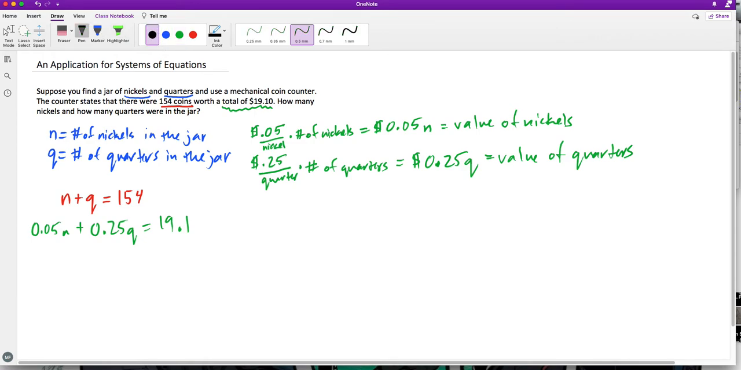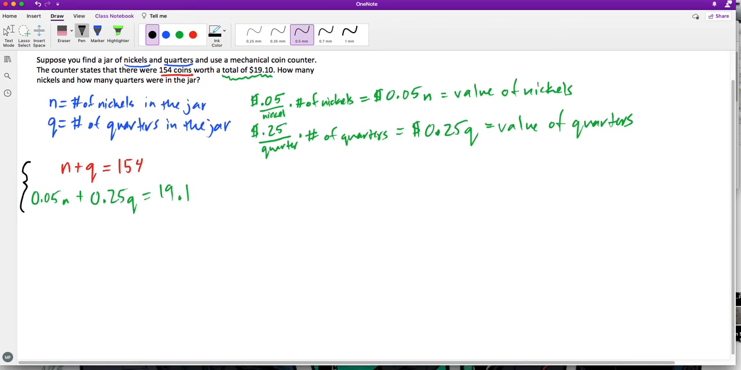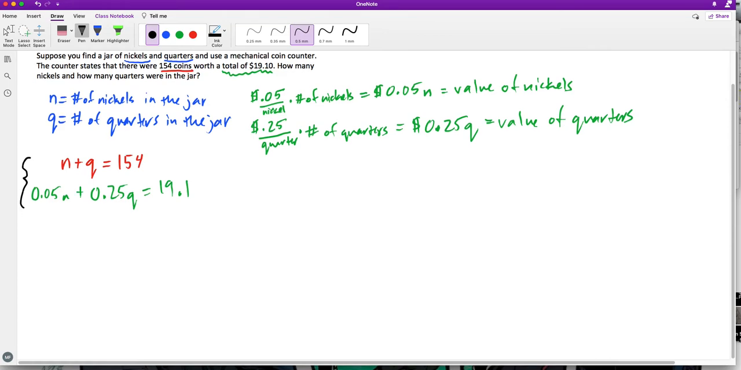So these are our two equations. We can see that there are two equations, two unknowns, and these are both linear equations. So we can solve this system using any of the methods available to us. I'm going to go ahead and solve this one using substitution. I'm going to take this first equation and solve for one of the variables. So I'm going to solve equation 1 for N.